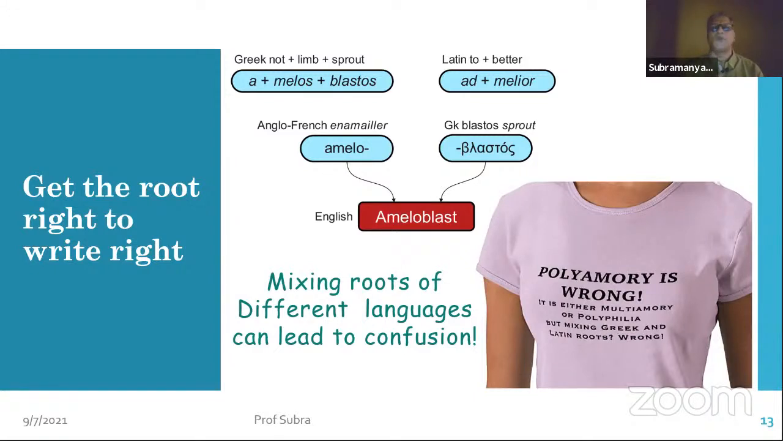Enamel is not, of course, confined only to teeth. We have enamel paint. So the reason why the term enamel came into existence was because of the German origin, smelzen. From the word smelzen or smelting, the Anglo-French word enameler was introduced, and from there, amelo for enamel. So the term ameloblast is a combination of two words, Anglo-French and the Greek word.